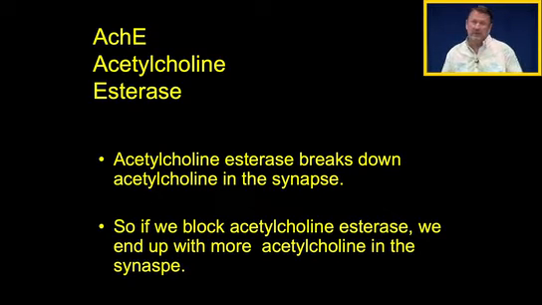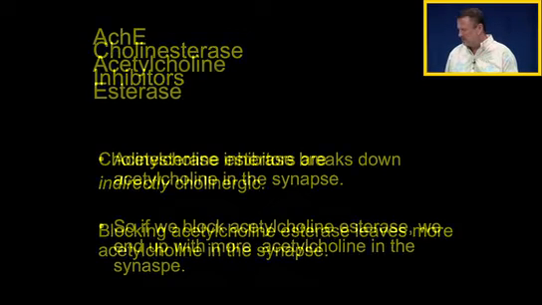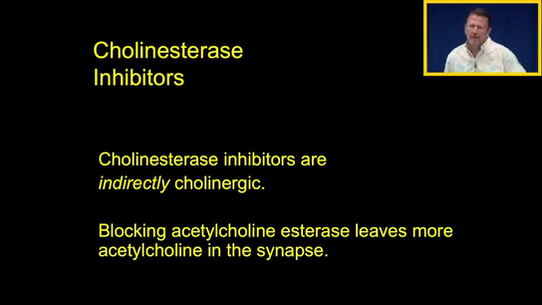So again, we talked about acetylcholinesterase, the enzyme that breaks down acetylcholine, and we talked about this in 1.2 cell-phys. So acetylcholinesterase breaks down acetylcholine in the synapse. So if we block acetylcholinesterase, we will end up with more acetylcholine in the synapse. And so this is what confuses everybody. This is why we talk about this over and over again.